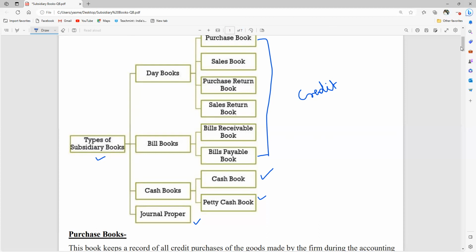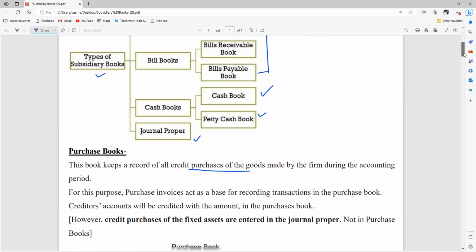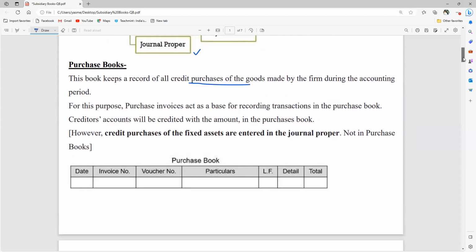Here we are speaking about the purchase book and sales return book. All these books are part of the journal books. When you solve the problems, you will understand why we call these part of the journal books, and these are very easy to understand and to prepare.